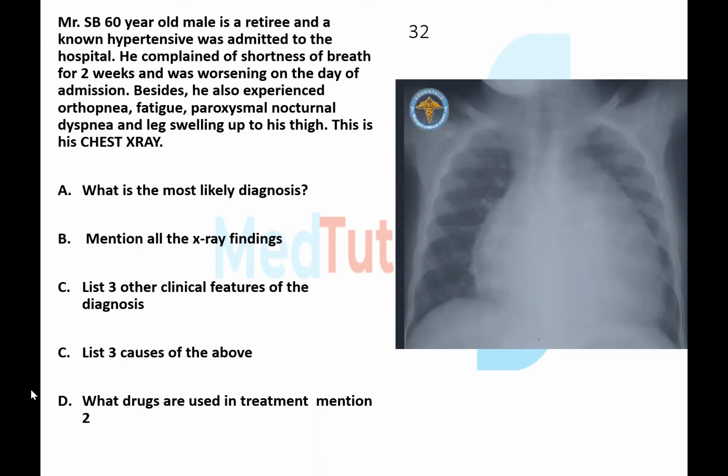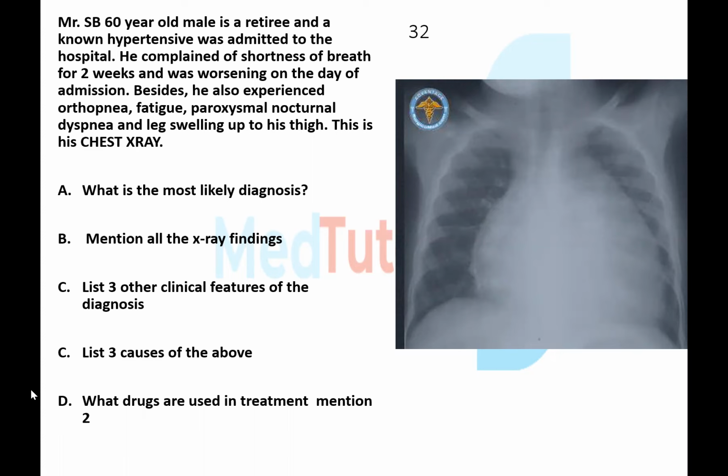This X-ray itself is looking more of a pediatric patient than an adult patient, but it's okay. The most likely diagnosis is heart failure secondary to hypertension. Okay, fine. So mention all the X-ray findings. What can you see on this X-ray?